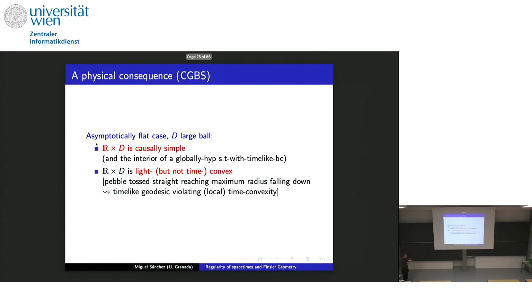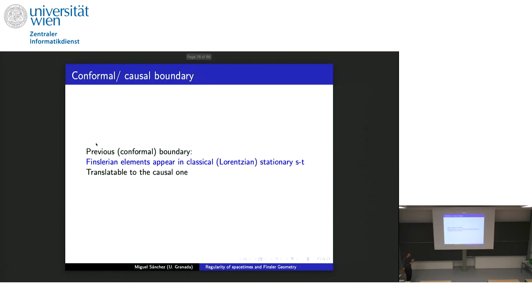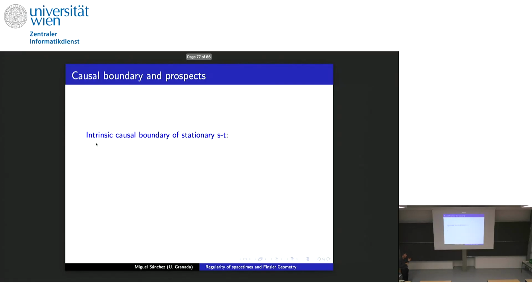Results like this have applications, for example, to asymptotically flat spacetimes, where one can prove that lattice balls are causally simple. They are convex, but not time convex, and provide some physical interpretation. But what I would like to emphasize here is that this boundary, which I have used before in the spacetime, can be regarded in a natural way as a conformal boundary. And Finslerian elements appear even in these classical stationary spacetimes, okay? This is also translatable to the causal boundary, which is intrinsic and is valid for any spacetime.